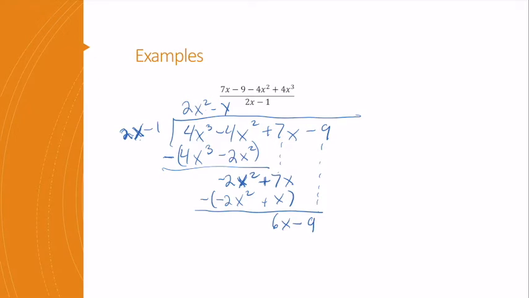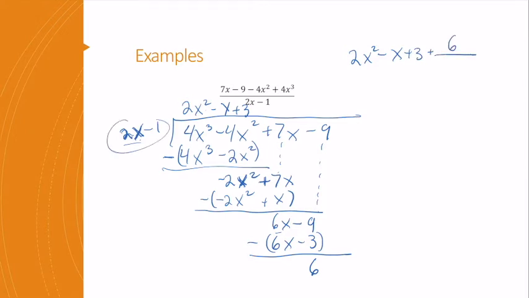What do I multiply 2x by to make it look like 6x? The answer is 3. 3 times 2x is 6x. 3 times negative 1 is negative 3. I subtract. I get a remainder of 6. So I have 2x squared minus x plus 3 plus 6 out of 2x minus 1. So 2x minus 1 is not a perfect factor of this degree 3 polynomial because there's a remainder.